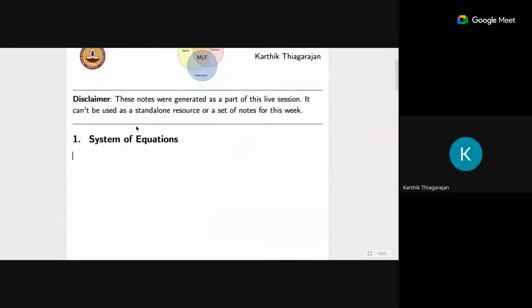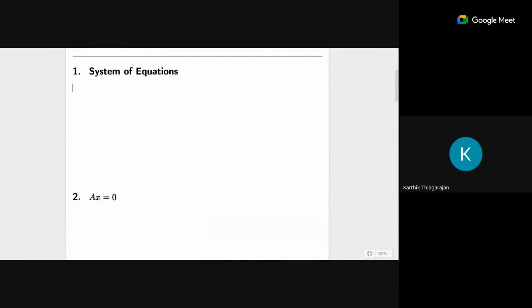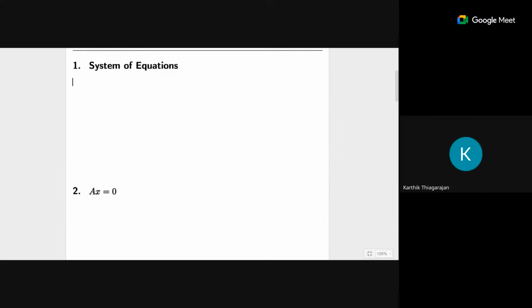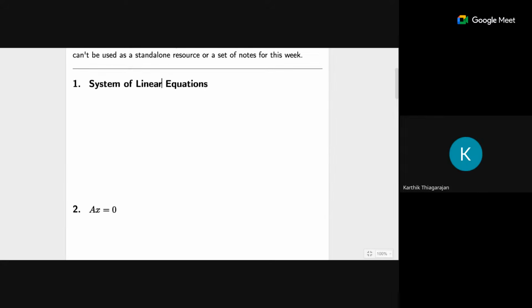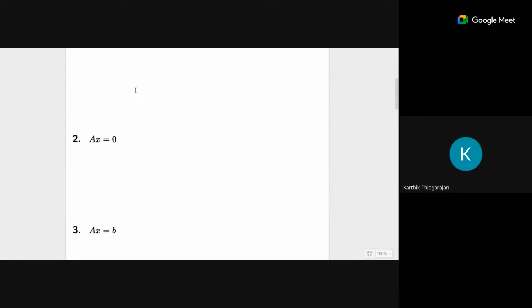Okay, so we will continue from where we left last Thursday. What we'll do today is go over the system of equations. We already saw this some time back, but today we'll go in a sequence. We'll first understand what a system of linear equations is, then look at Ax equal to 0, the homogeneous system. Then we look at the general Ax equal to B form. Then we look at what happens if you can't solve Ax equal to B. That is what we'll look at next.